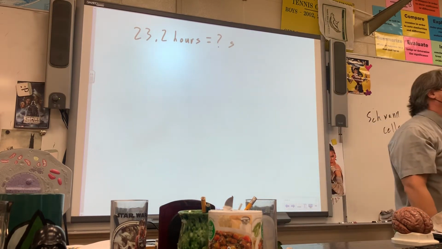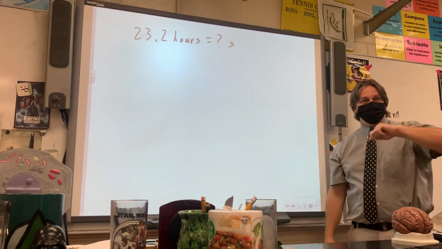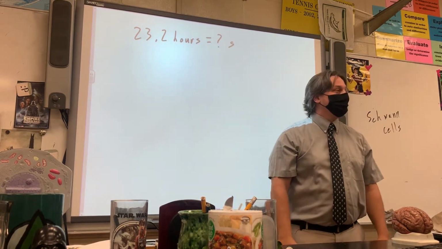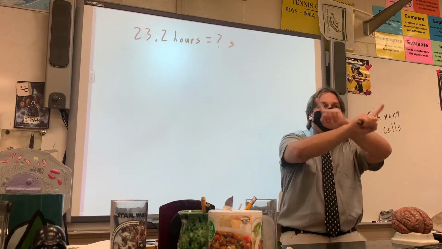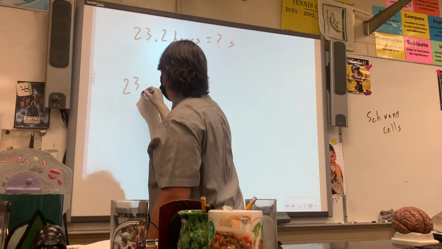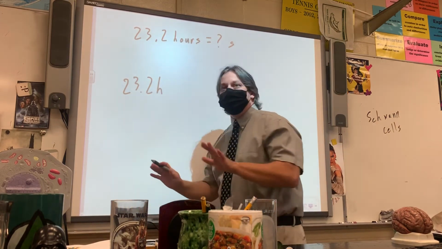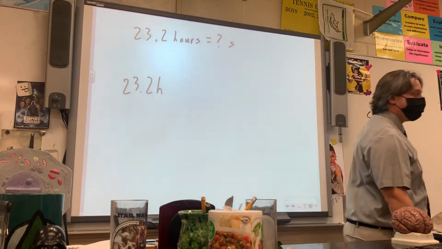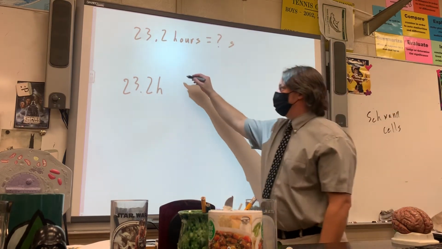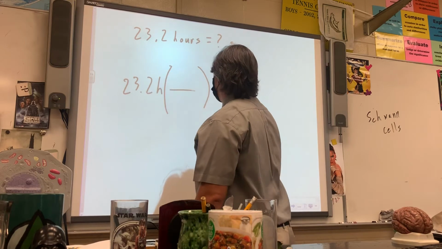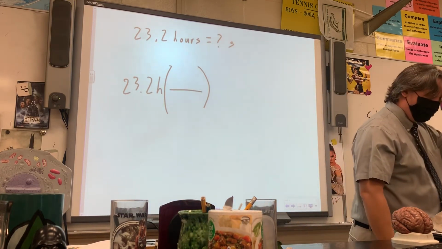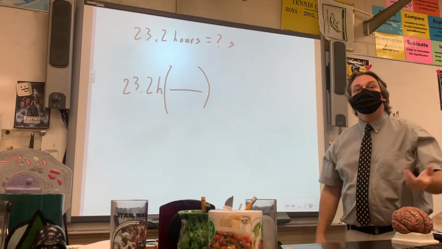Now these, you know the conversions for, so I'm not going to write down the conversions. We're going to write down what first? Well, what we have. Exactly what we have, which is 23.2 hours. I'm going to just use H to shorten hours. What am I going to draw? Conversion. What do I have? Hours. Do I want them? No. Where do they go?